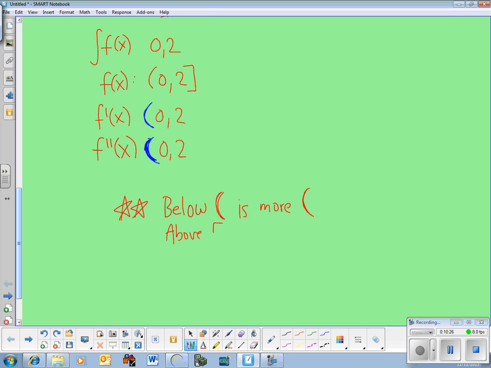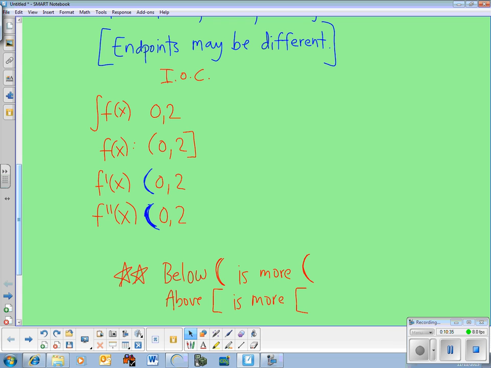above square brackets are, I guess I should say, more square brackets. So this 2, I know that 2 is included in the interval of convergence from my original function. Then I know that 2 is included in the integral. Okay? So go below parentheses, you can fill in parentheses above brackets, which leaves me with 3 numbers to check. I need to plug 0 into my integral. I need to plug 2 into my first and second derivatives and see what they do.